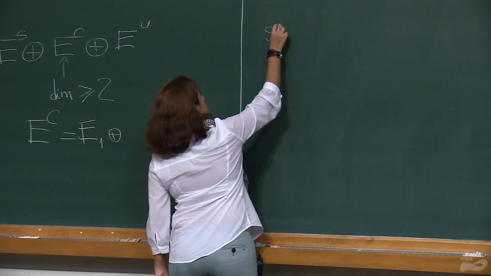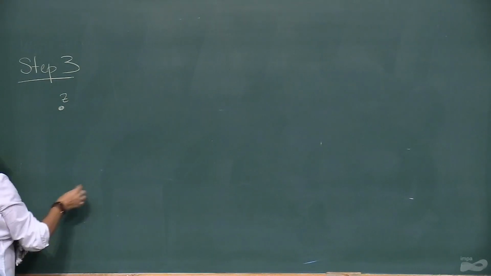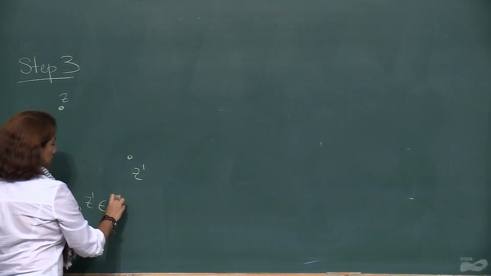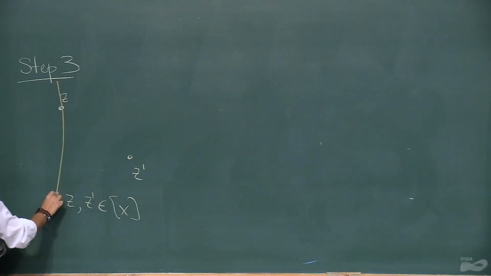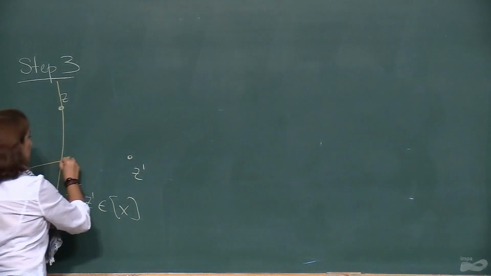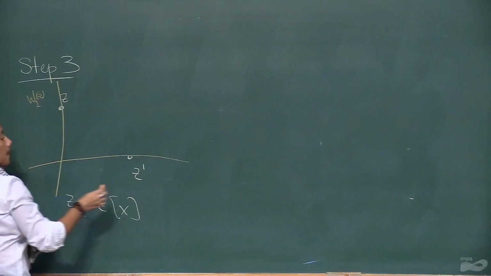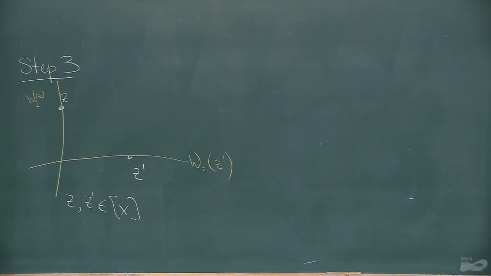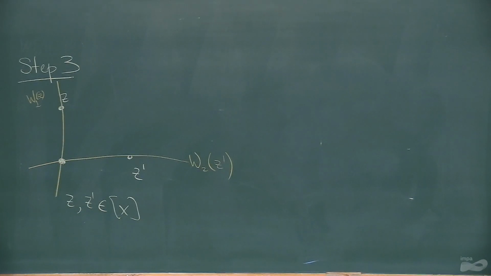So, step 3, you have 2 points, Z and Z prime, in the same class, but they are not in the same one-dimensional foliation. So you have one foliation going through Z, and the other foliation going through Z prime. Let's call this W1, and this W2. And we have to show that this point of intersection belongs to the class of X.